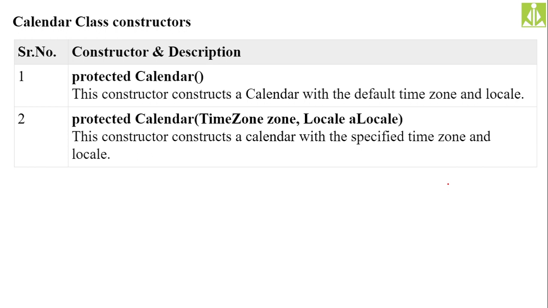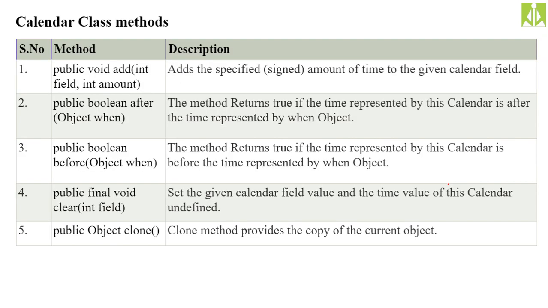Here you can see the calendar class constructors we have, the constructors of this calendar class. You have the calendar without any parameters and calendar with parameters. These are some predefined methods which are readily available inside the calendar class, that you can use inside your program by remembering the name.